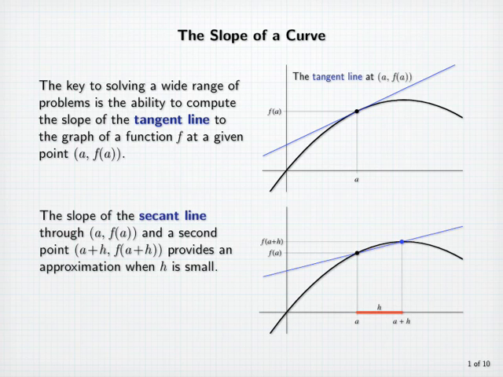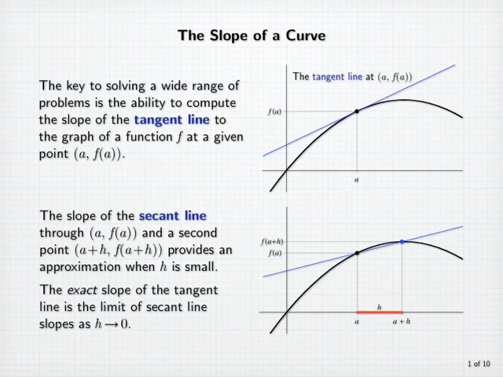The slope of the secant line through a, f of a and a second point a plus h, f of a plus h provides an approximation when h is small. And the exact slope of the tangent line is the limit of secant line slopes as h approaches 0. Here we see what happens as h gets smaller. Notice that the slope of the secant line is getting closer and closer to the slope of the tangent line.